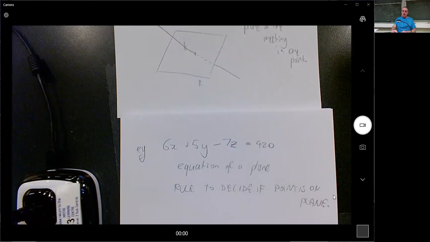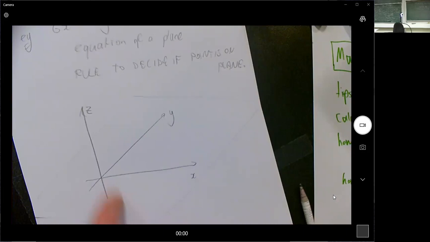So you could imagine constructing this plane by picking a large number of random points and subbing them into this equation, and the ones that come out to 420 I'll colour in, and the ones that don't come out to 420 I won't colour in, and all the coloured ones are the plane. That's what this is.